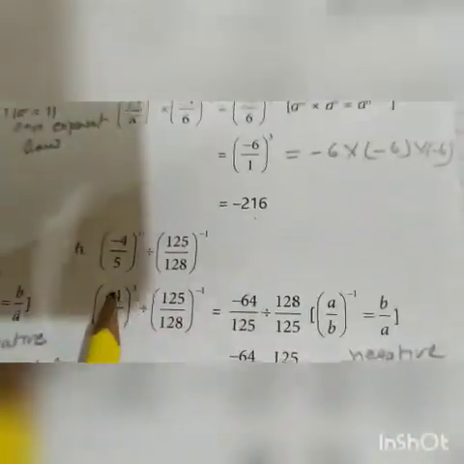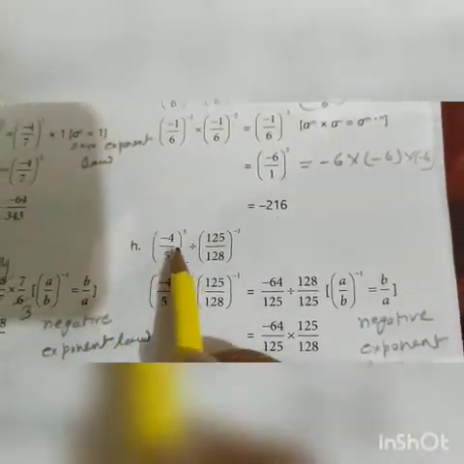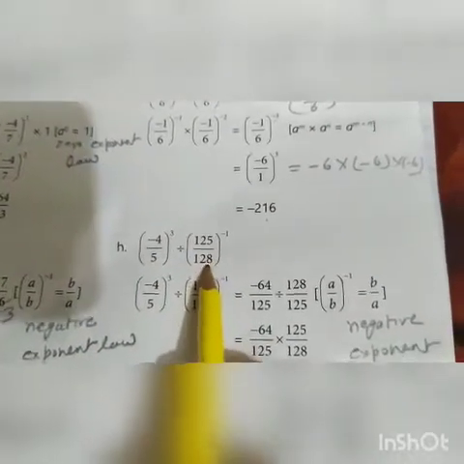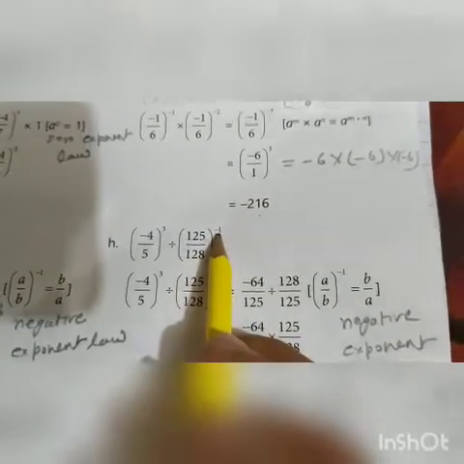Come to the next example. Example H. (-4/5)^3 divided by (125/128)^-1.